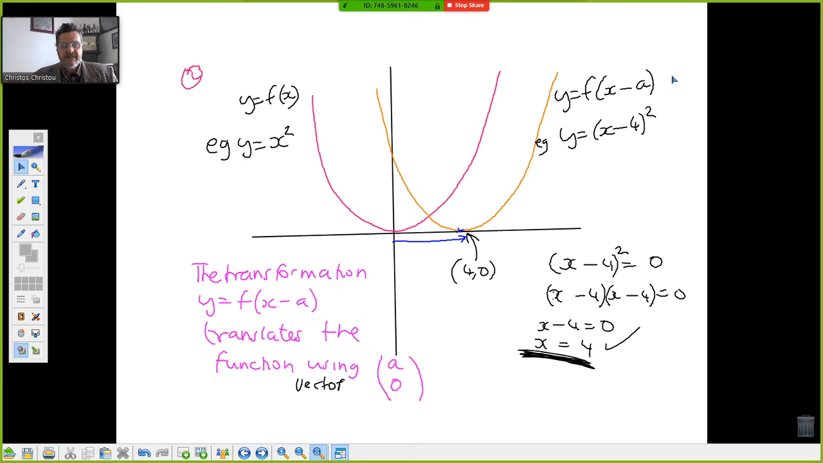This time the something is within the bracket. You do something to the x first before you apply the function. In this case, subtract 4 and then square it. But of course, I'm not asking you to do a whole table of values.